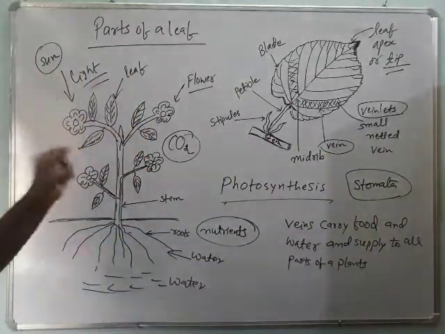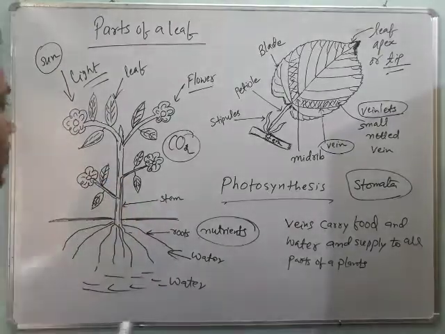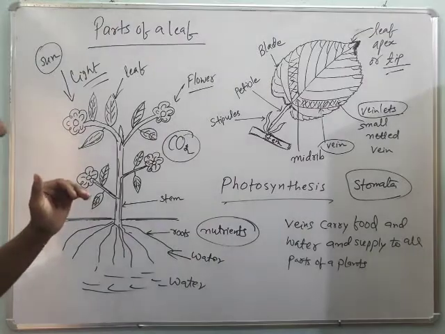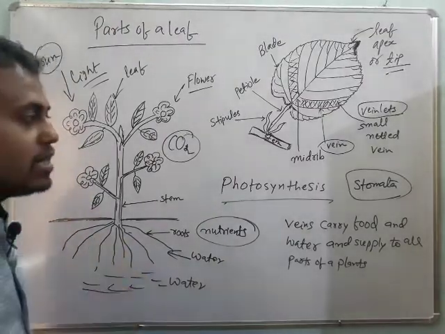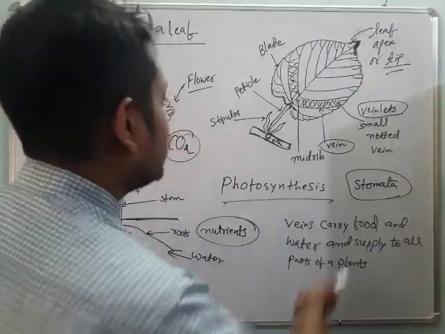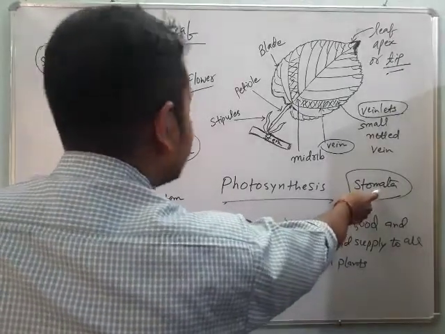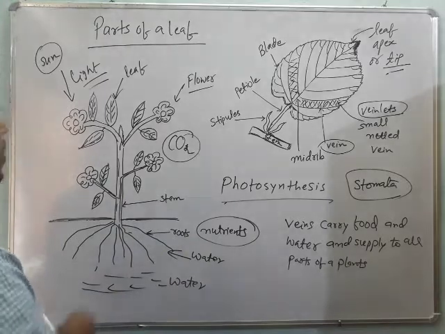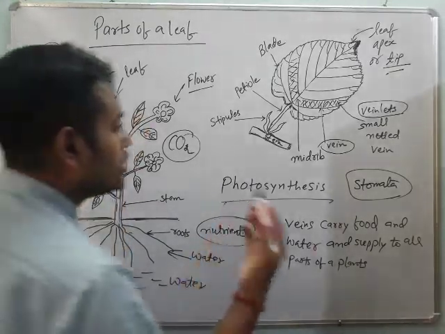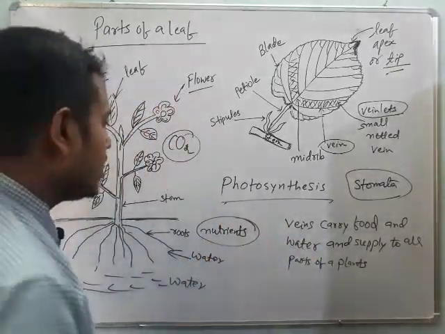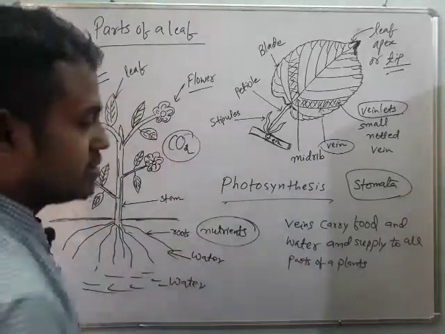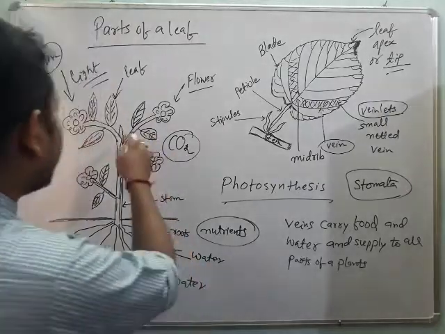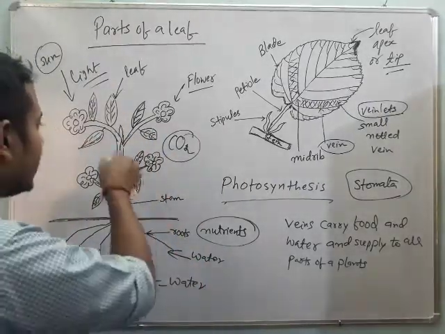How? When light falls, it is converted into energy, and that energy is called carbon dioxide, and it is enabled by the stomata. And what do the stomata do? They produce food for the plant. Here only everything happens, it produces food for the plant.